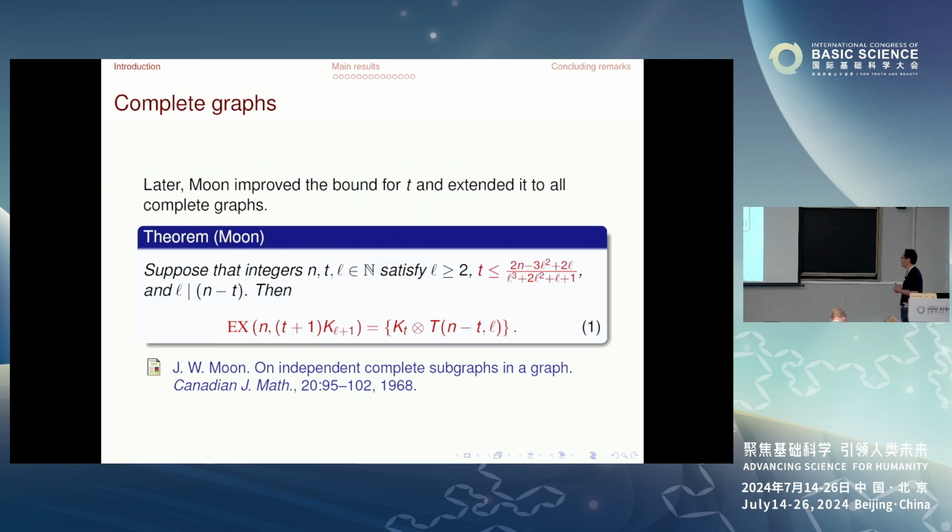These problems were improved by Moon for t and extended to all complete graphs. He showed that if t is not larger than n from a small constant epsilon, then the extremal graph of t plus one copies of the cliques on l plus one vertices is just this graph. It's the union of the complete graph on t vertices and the triangle graph.